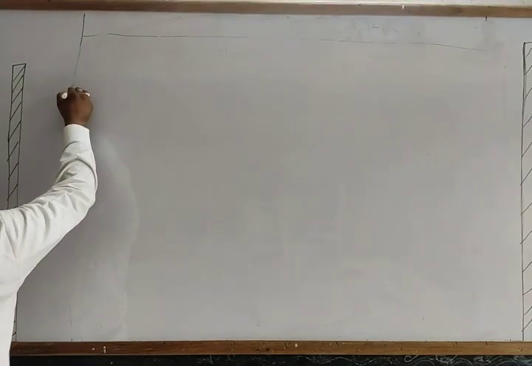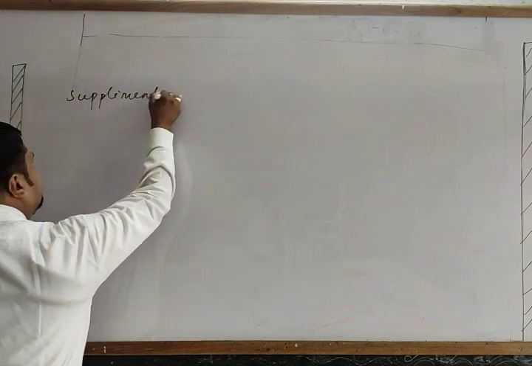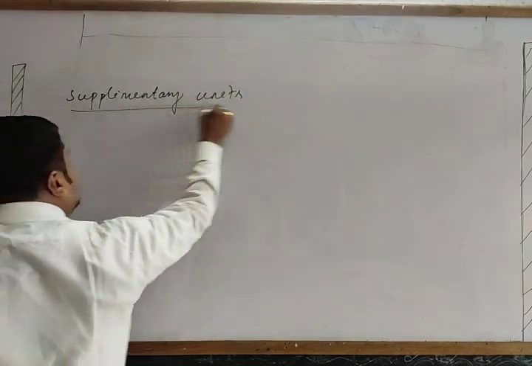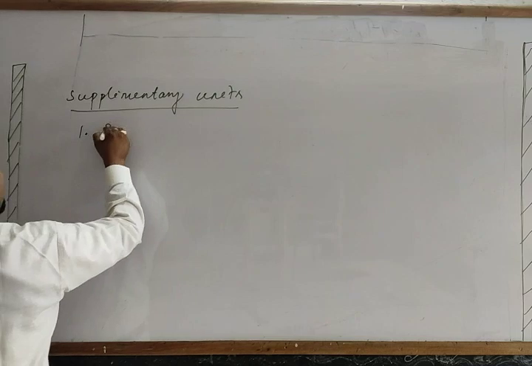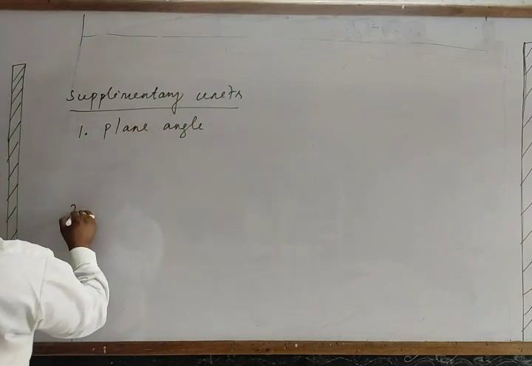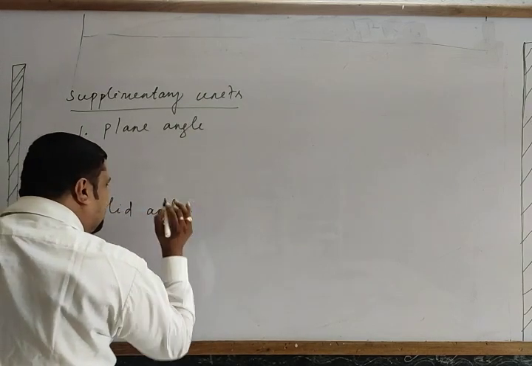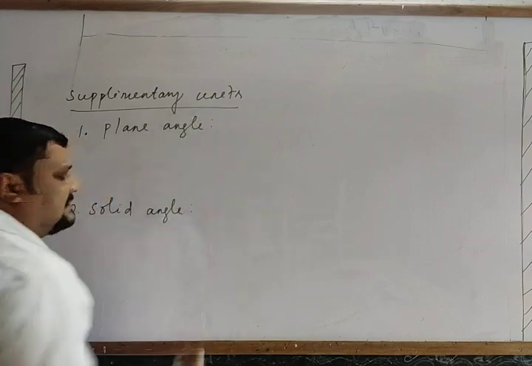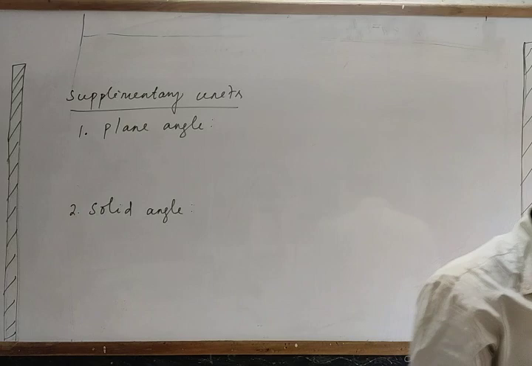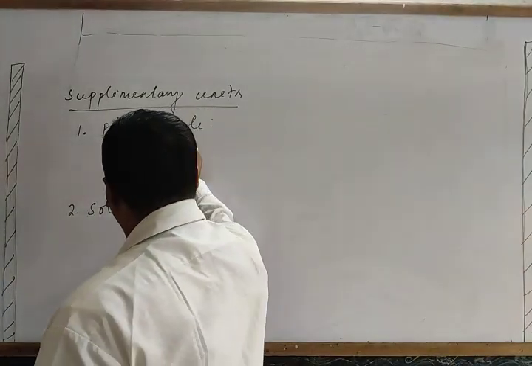The two supplementary units in SI are plane angle, and the second one is the solid angle. What is this plane angle and solid angle? Now let me discuss this. What is the plane angle? The unit of plane angle is the radian.